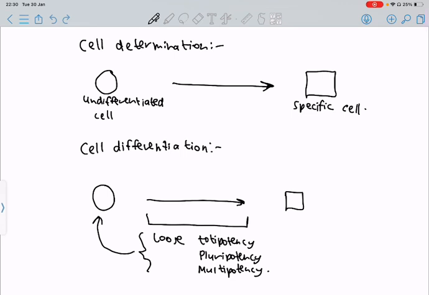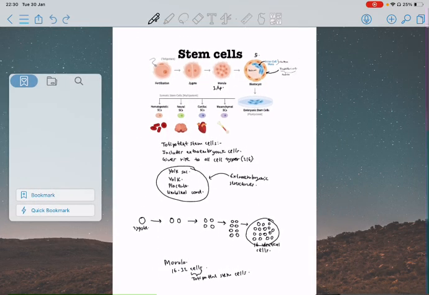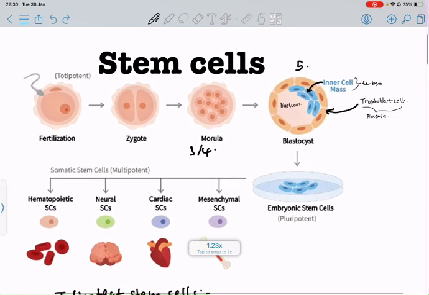Anyways, thank you for watching. That's the end of the video. This is a part of stem cells. It's a very small part of stem cells, but it's a very important part, and it's the basic understanding of what a stem cell is. Thank you.